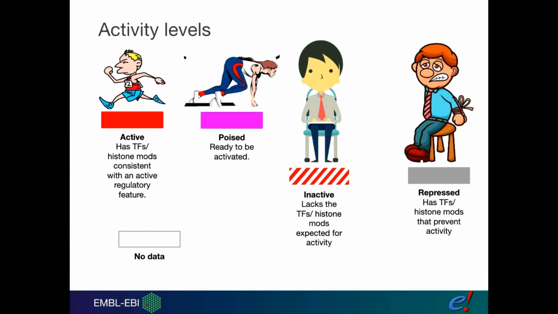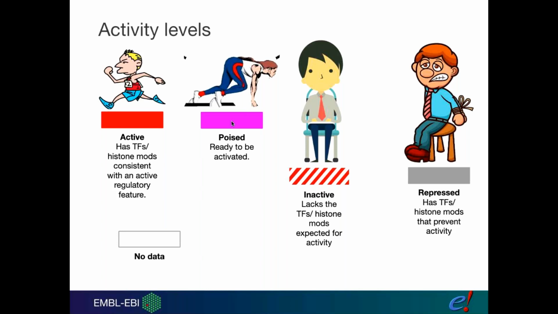We actually have different levels of activity that we will describe something as. We use the promoter as the example because it's the easiest one to follow. If we've labeled something in the color that goes with it, which in the case of the promoter happens to be red, we say that it's active. It's got transcription factor binding and histone modifications which are consistent with promoting gene expression. We also have this status which is called poised, which means it's ready to be activated.